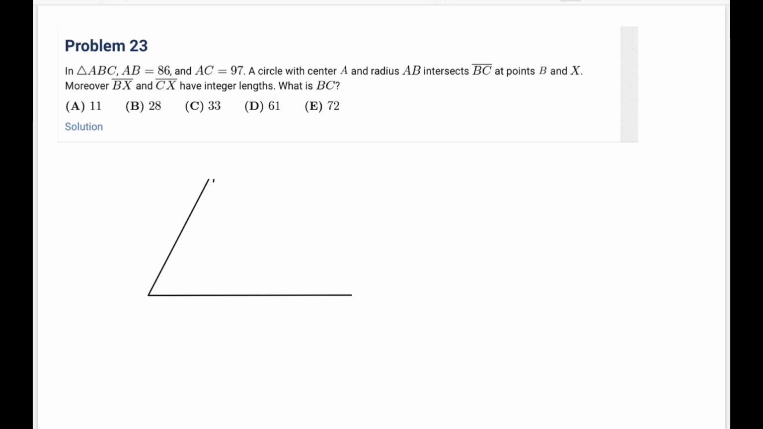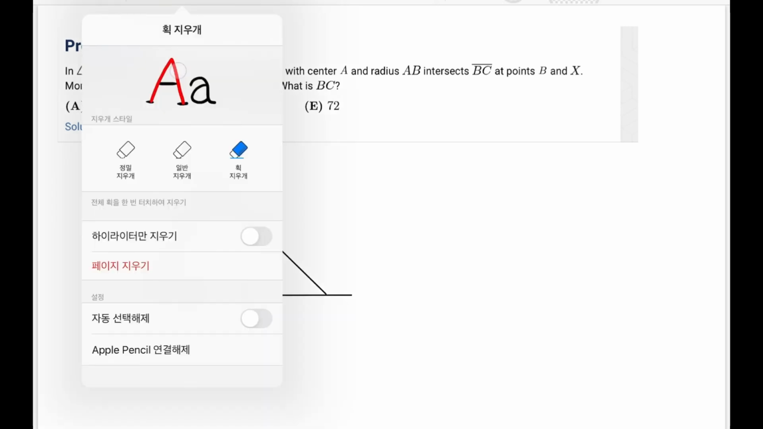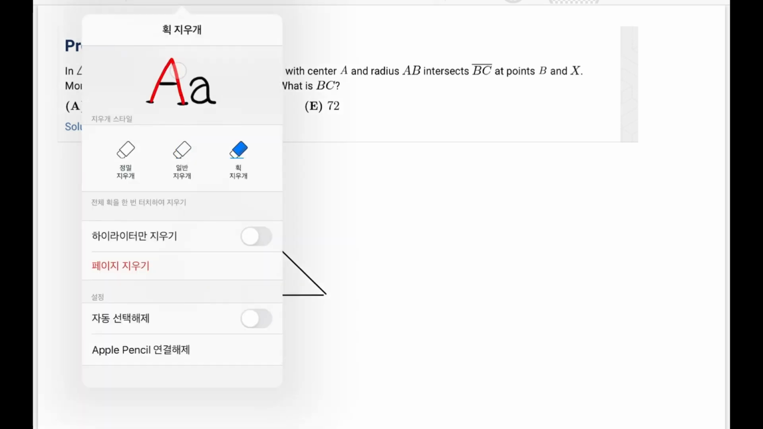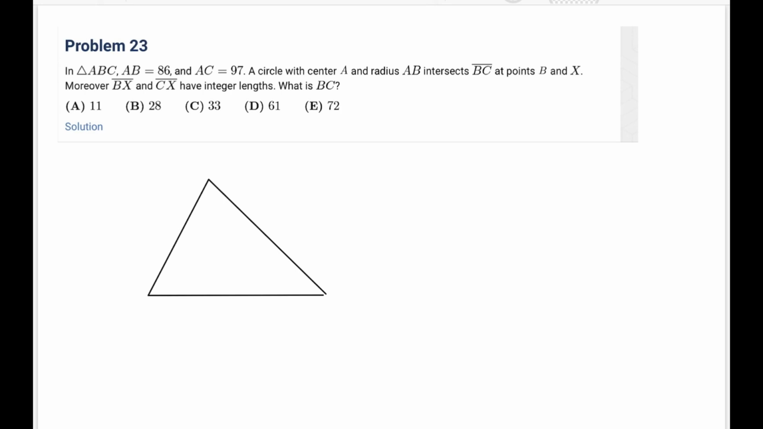So let's try to draw a triangle like that, and then this would be about that long. And so a circle with center A, right? So we need a straight line like that. This is A, this is B, and this is C. So AC is 97, AB is 86, and then circle with center A and radius AB. This would be like that, and then this would also be 86.